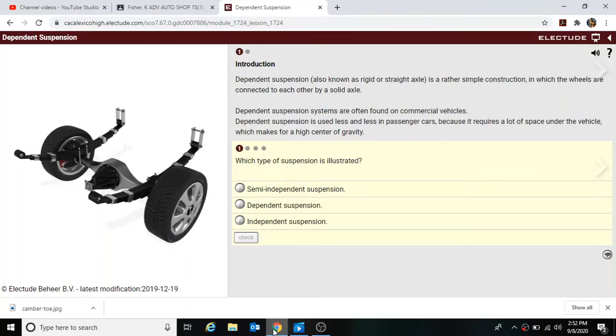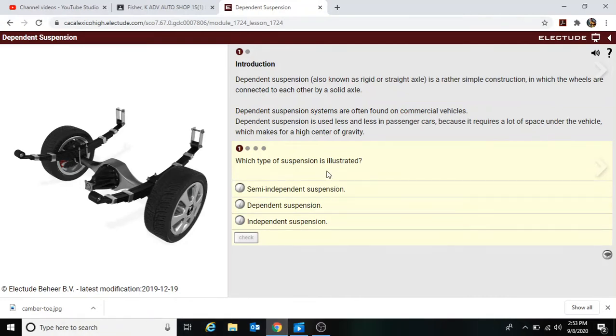Okay, now dependent suspension, also known as rigid or straight axle, is a rather simple construction in which the wheels are connected to each other by a solid axle. Dependent suspension systems are often found on commercial vehicles. Dependent suspension is used less and less in passenger vehicles because it requires a lot of space under the vehicle, which makes for a high center of gravity.